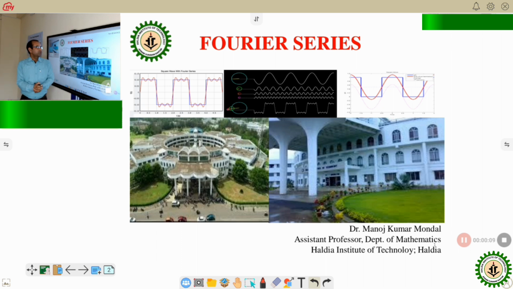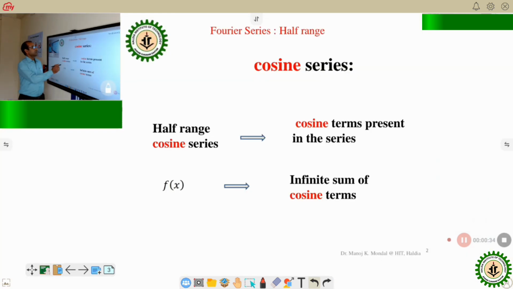Basically, we discussed the Fourier series in our previous lectures also: the full range series as well as the half range Fourier series. For the half range Fourier series, we discussed the sine series in the previous lectures. Now today we discuss the next one, that is the half range Fourier cosine series. So we discuss the Fourier cosine series.